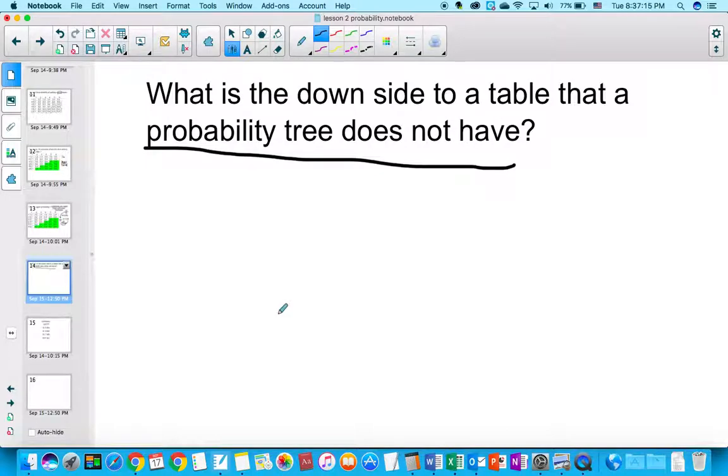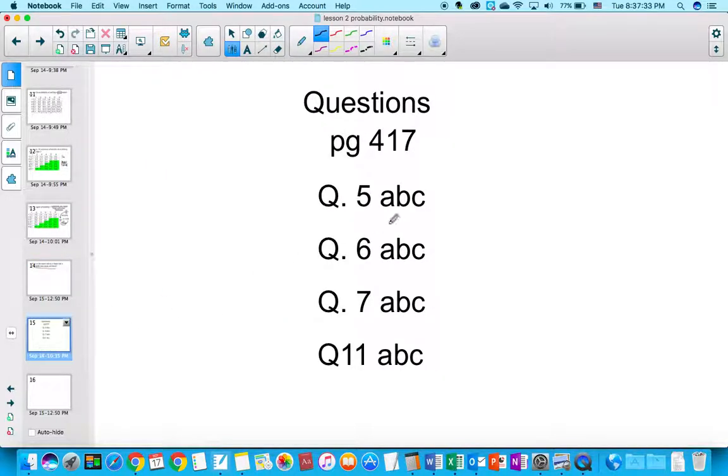In the next lesson, I'll show you a faster way to calculate probability, but these are good ways to visualize probability. These are good ways to understand how we come up with our calculations, because I will ask later for you to draw a tree and for you to draw a table. So here are some questions you can do. Questions 5, 6, 7, and 11 on page 417.